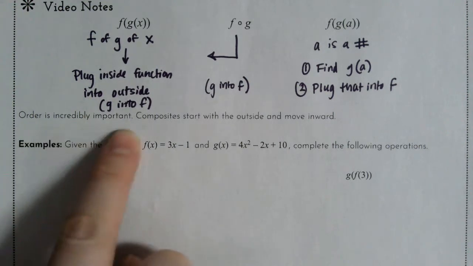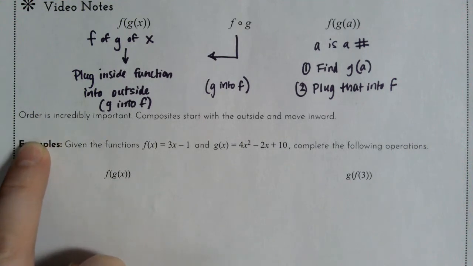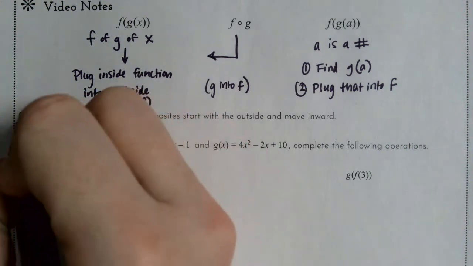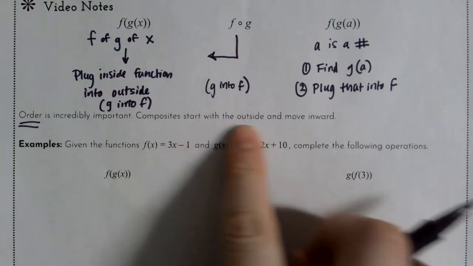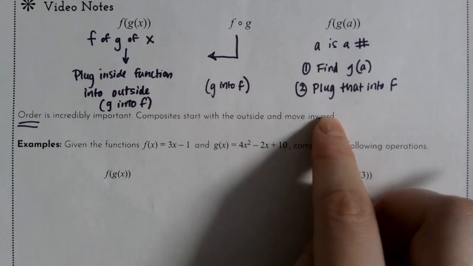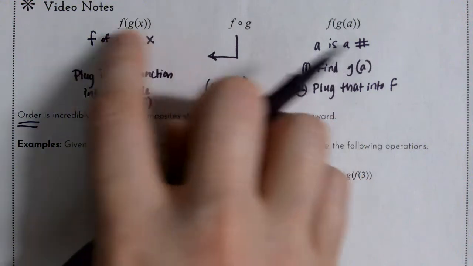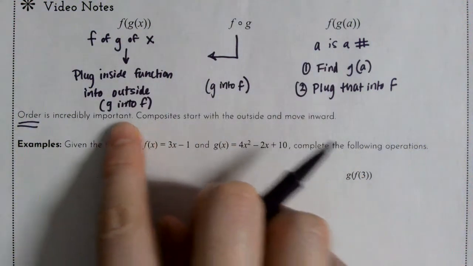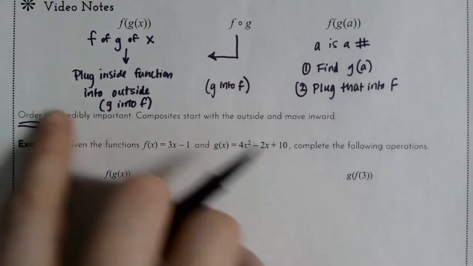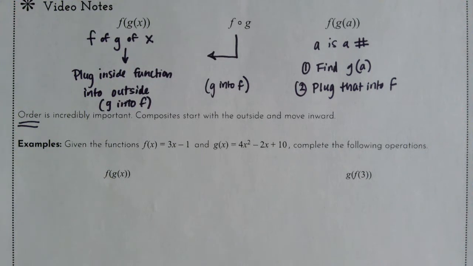Order for this one is incredibly important. It's always important, but for this one specifically, the most important thing you need to remember is order. So I want to make sure you write this sentence down: composites start with the outside and move inward. When you're reading f of g of x, it starts from the outside and moves inward. It's really important that you have the order correct when you are doing these. If you need to pause it to get any of these down, please do so. Let's go through some examples.